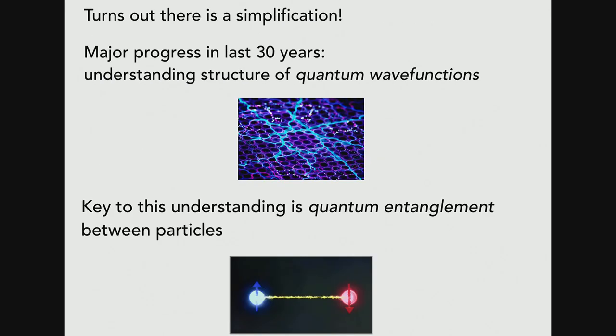So it turns out there is, right? Otherwise I wouldn't be saying that. There's been major progress in the last 30 years understanding that there is structure in quantum wave functions, what that structure is, and how we could exploit it. There are different approaches, but the one I'll be talking about is a certain line of thinking involving quantum entanglement. When you think about quantum entanglement between particles, it means that the particles aren't all just doing their own thing, but there are correlations and you can take advantage of these correlations.